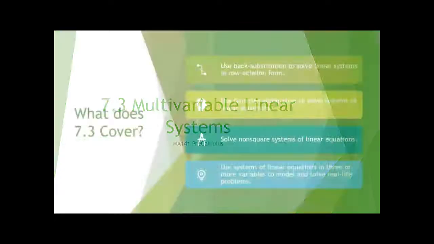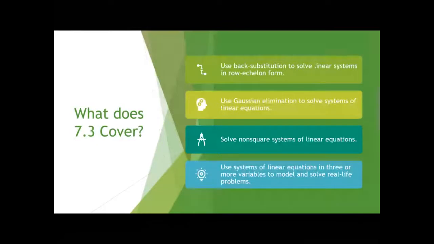And so 7.3 covers using back substitution to solve linear systems in row-echelon form, using Gaussian elimination to solve systems of linear equations, solving non-square systems of linear equations, and then using systems of linear equations in three or more variables to model and solve real-life problems. So, I'm really only going to be talking about the first two. The non-square systems, you don't really need to know for the application assignment at all, so I'm not even going to worry about that.